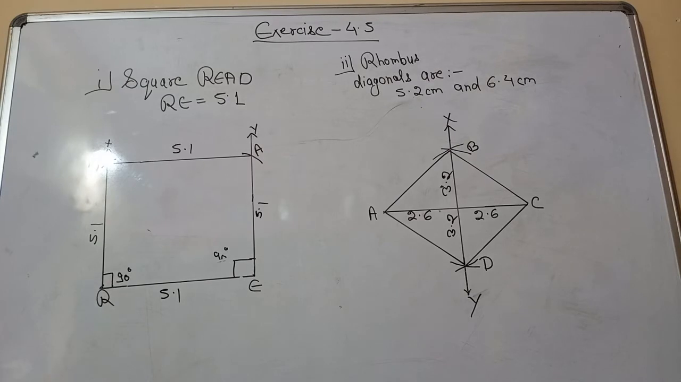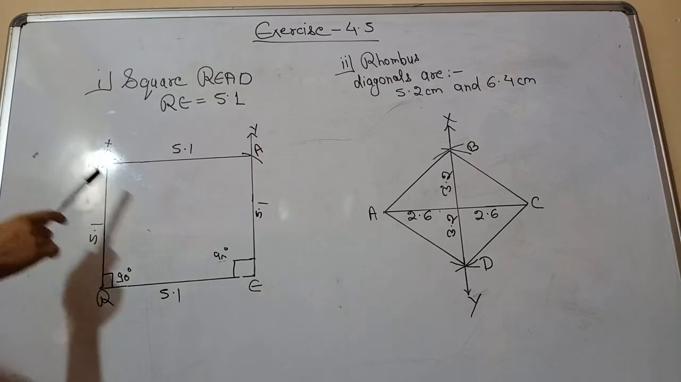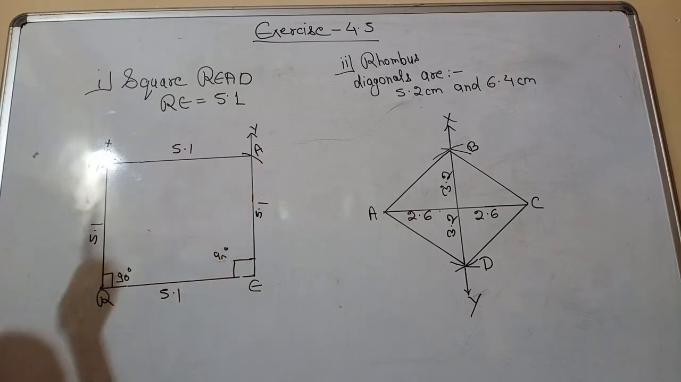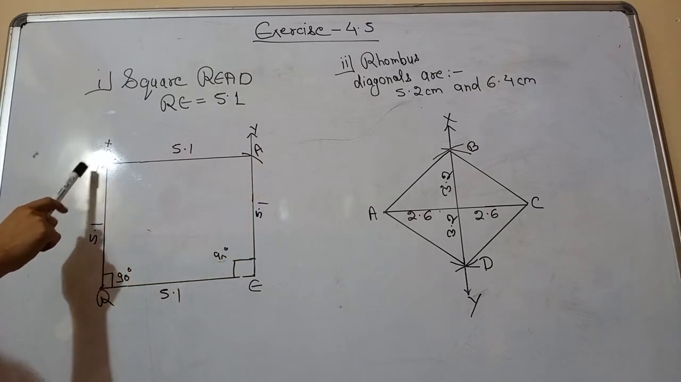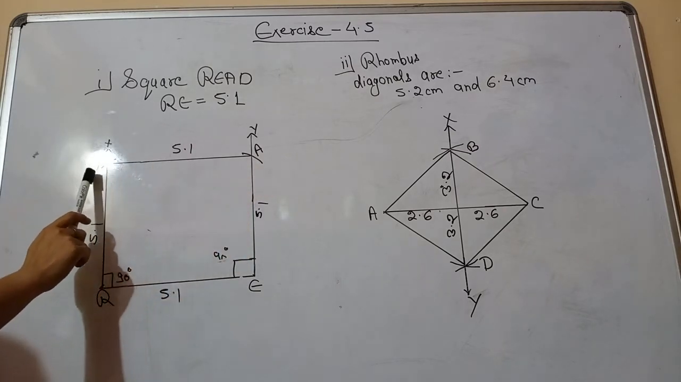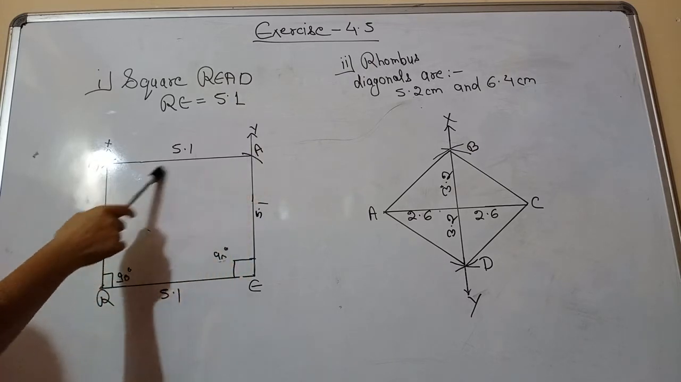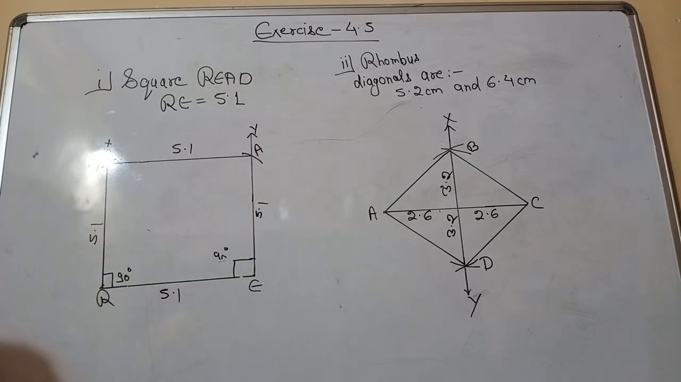Now see, our next step is, after marking D on ray RX and A on EY, we are having two arcs, D and A. Just join the line from point D to A. Now this complete figure is your quadrilateral, which is a square READ having length how much? 5.1 centimeter each.